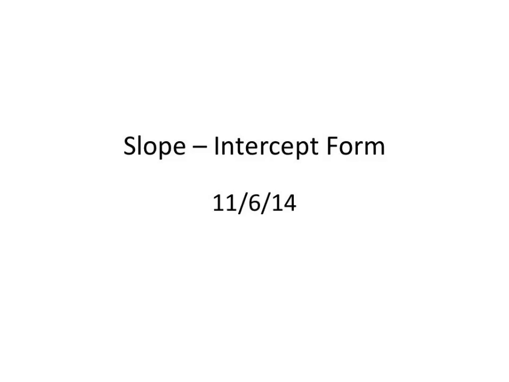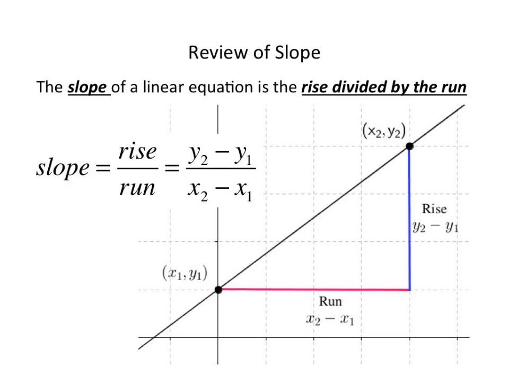In this video, I want to explore graphing linear equations in slope-intercept form. So first, as a review of slope, remember that the slope of a linear equation is the rise divided by the run. And if we remember, rise is the vertical change, or in other words, how high the graph is going from one point to another. So from this point (x1, y1) to (x2, y2), I can see that the change in y is going up 3.